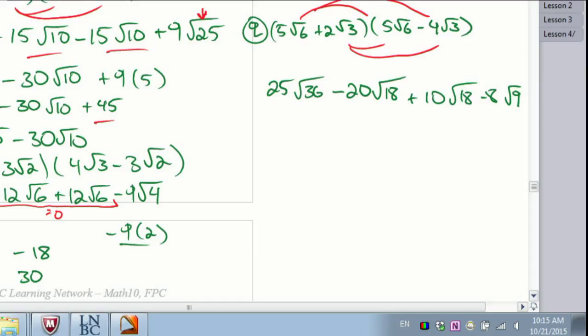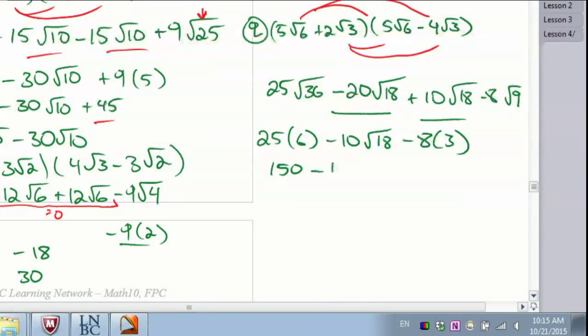There's a couple ways we could do it. Yeah, I'll just go like this. 25, root 36 is 6. I have 20 root 18s. I'm taking negative 20 plus 10. It's going to be negative 10 root 18. And then 8 times the square root of 9 is 3. 25 and 6 should be 150, and then 8 and 3, which give me 24. 150 minus 24 should give me 126 minus 10 root 18.